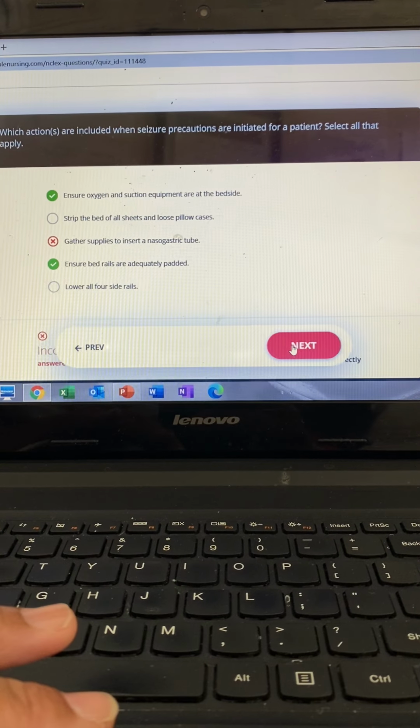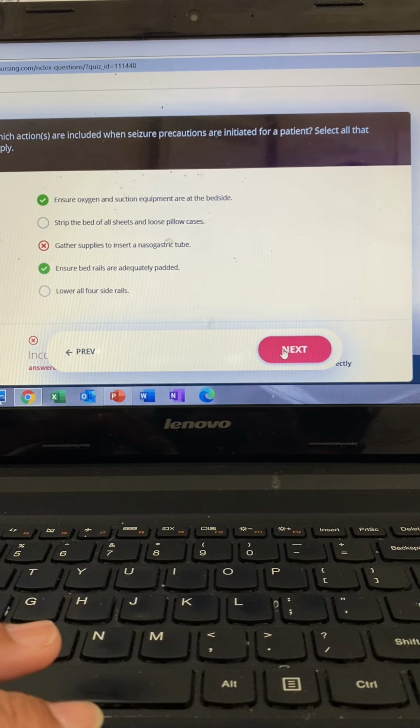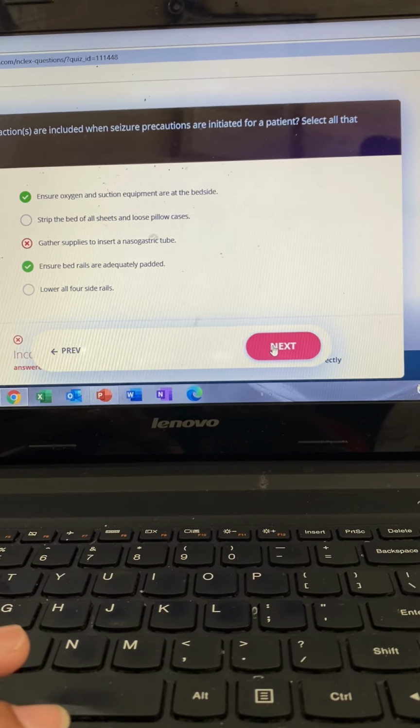Now option 4 is correct. Padding those side rails to prevent injury. And option number 5 is incorrect. Guys, the side rail should be up to protect the patient from a fall.